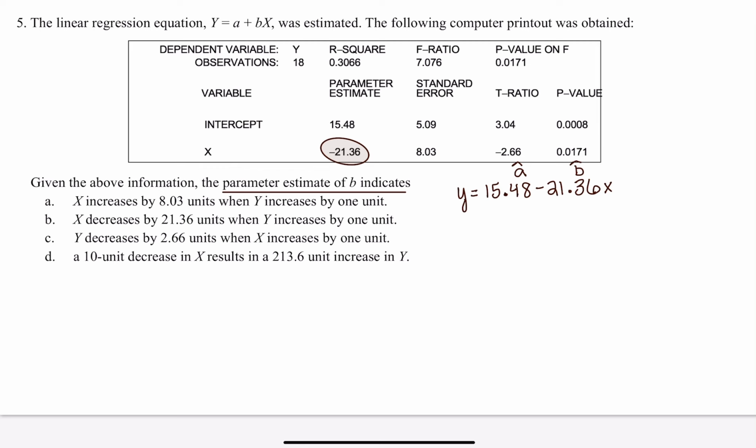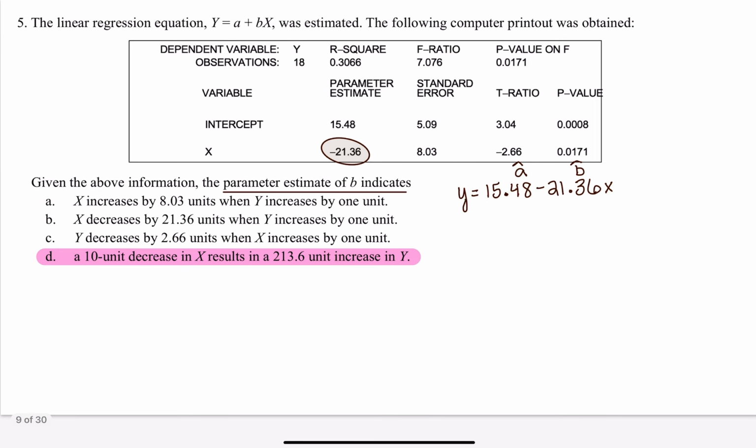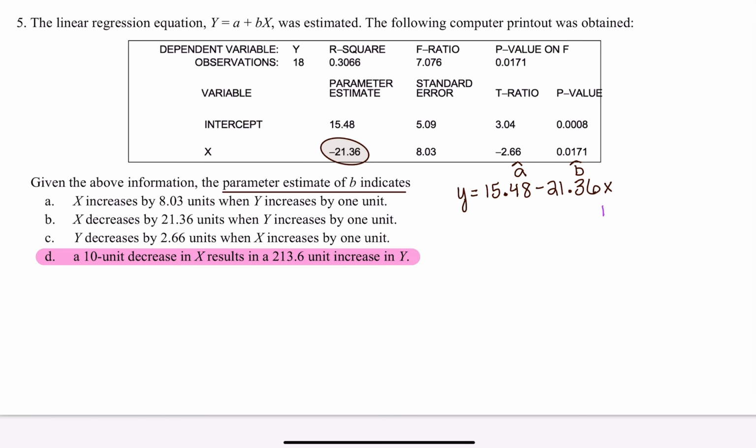And if we look at our answer choices, in order for any of these to work, first our answer is D. In order for there to be an increase in y, our x has to go down. And all they are saying is plugging in a 10 for x. And since it's a decrease, it'll be a negative 10 times a negative 21.36. We'll add 213.6 to our A hat estimate of 15.48.